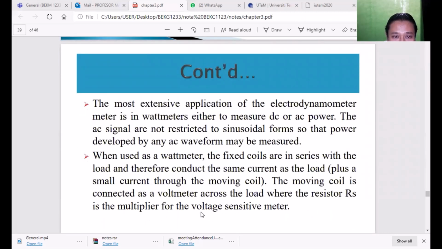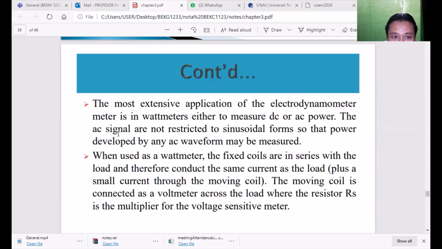Okay, the most extensive application of the electrodynamometer is the wattmeter, to measure either DC or AC power. So the application that we can use the electrodynamometer for is to measure power. We can measure either DC power or AC power.